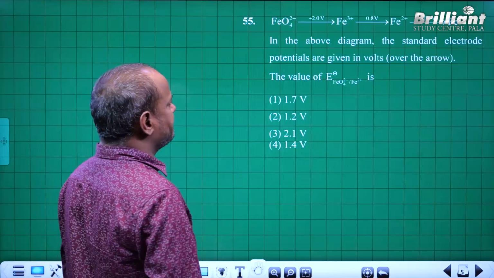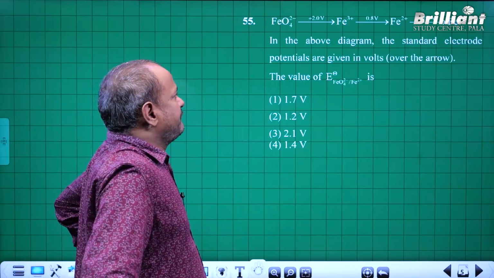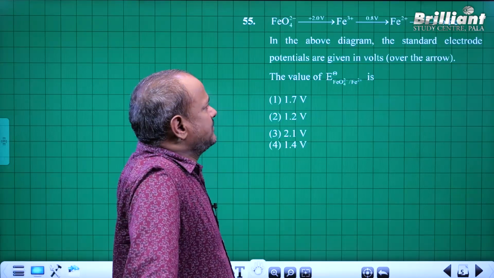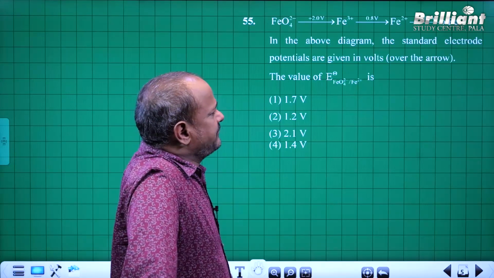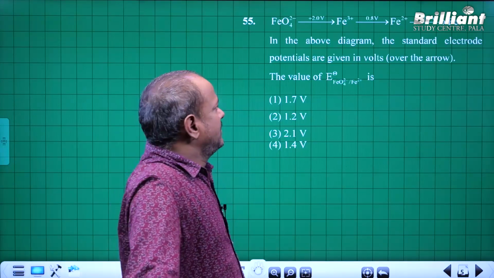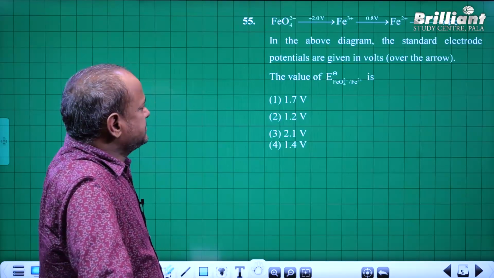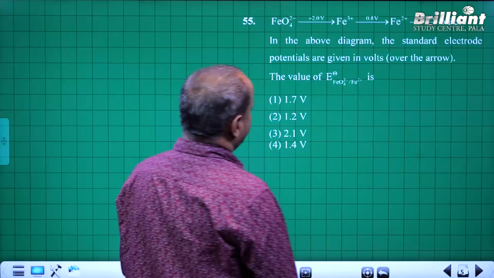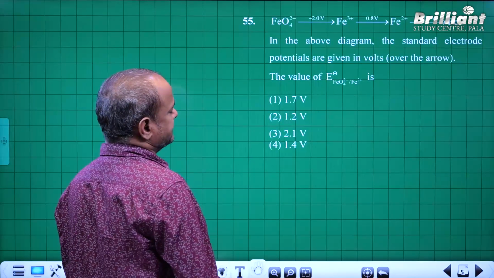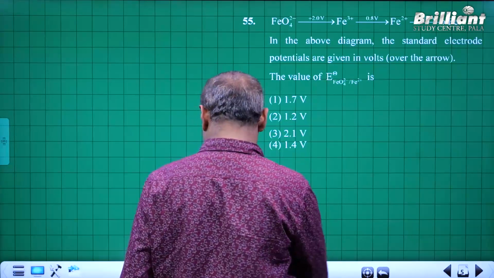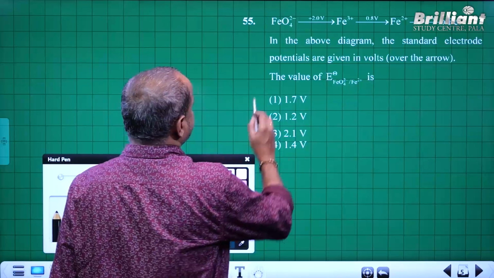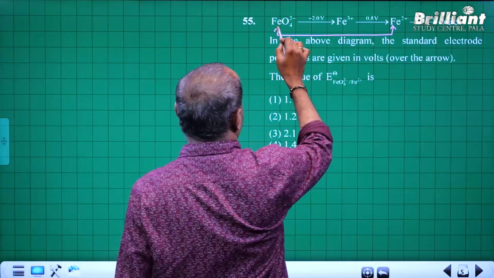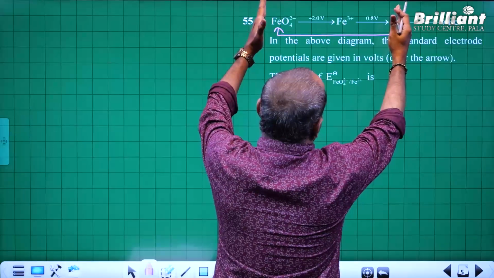FeO4 2 minus to Fe3 plus is 2 volt. Fe3 plus to Fe2 plus is 0.8 volt. Fe2 plus to Fe0 is minus 0.5 volt. A series of reactions is given with standard potentials in volts. Find the value of E0 for FeO4 2 minus, that is ferrate, to Fe2 plus. This reaction is the sum of 2 steps.